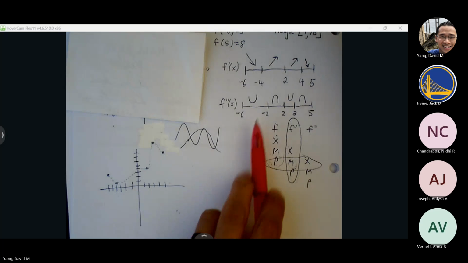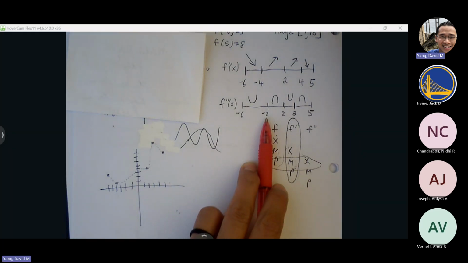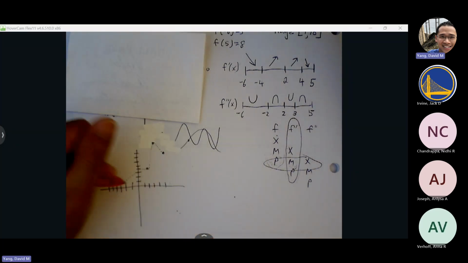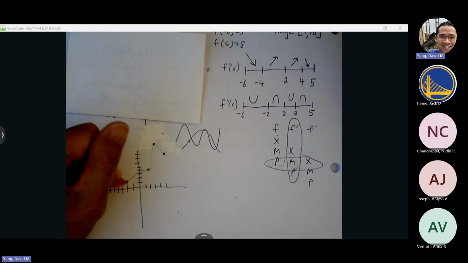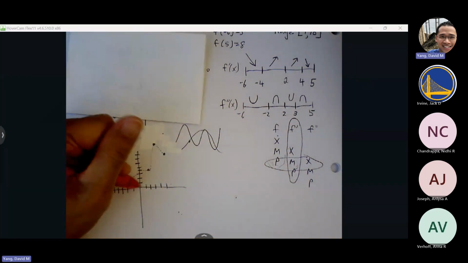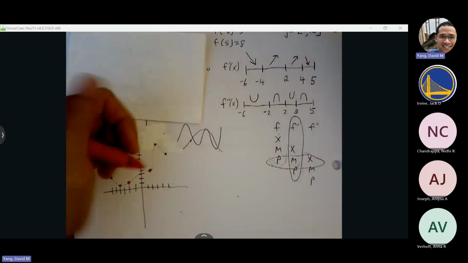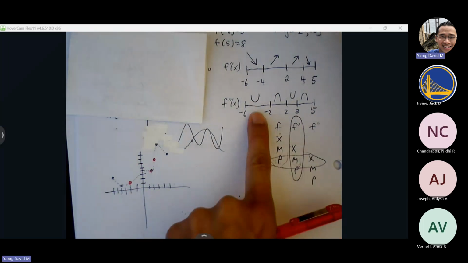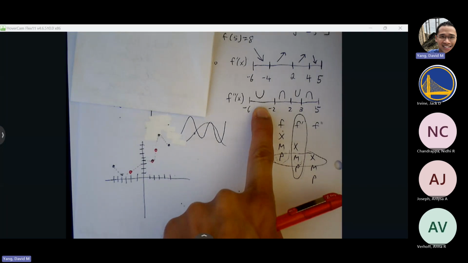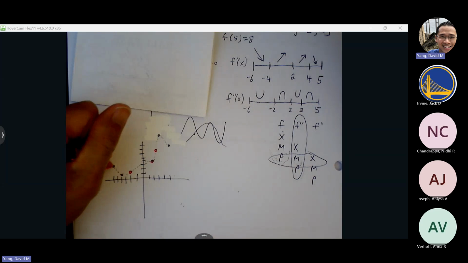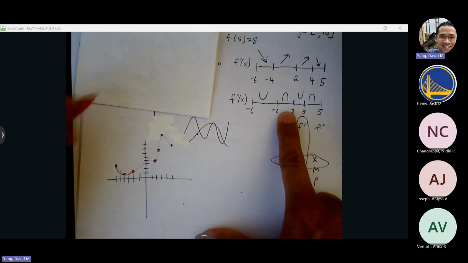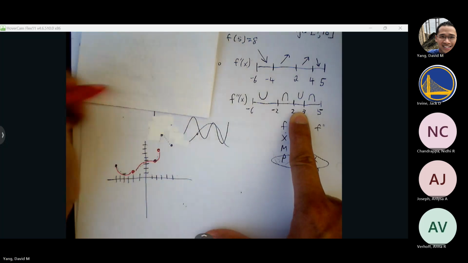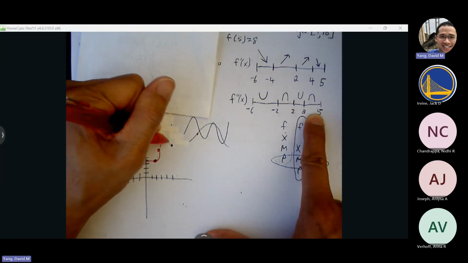After that, my points of inflection. So wherever the graph lands at -2, I'm going to highlight that point. Wherever the graph lands at 2, I'll highlight that point. At 3, I'll highlight that point. And now I'm just going to retrace the graph with the proper curvature that I want the graph to show. Concave up first, followed by concave down, followed by concave up, and the rest of it is concave down.